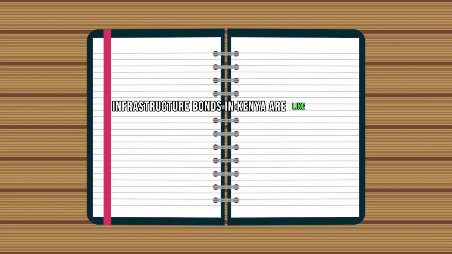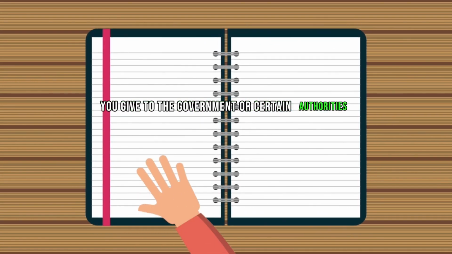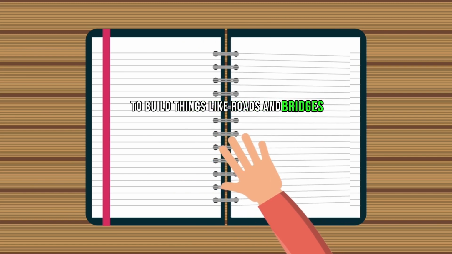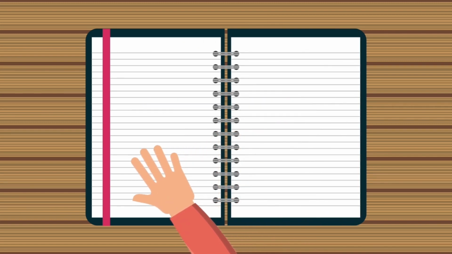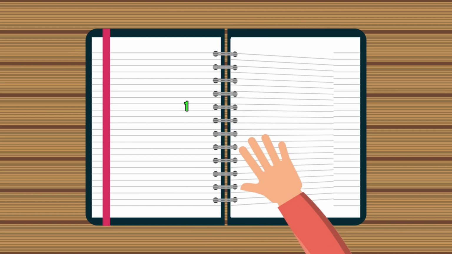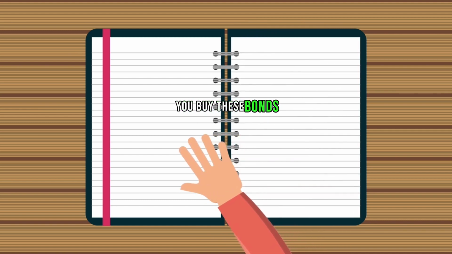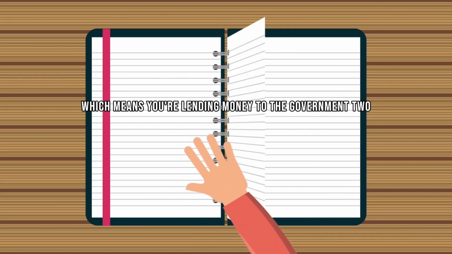Infrastructure bonds in Kenya are like loans you give to the government or certain authorities to build things like roads and bridges, hence the name infrastructure. Here's how they work. 1. You lend money. You buy these bonds, which means you're lending money to the government.